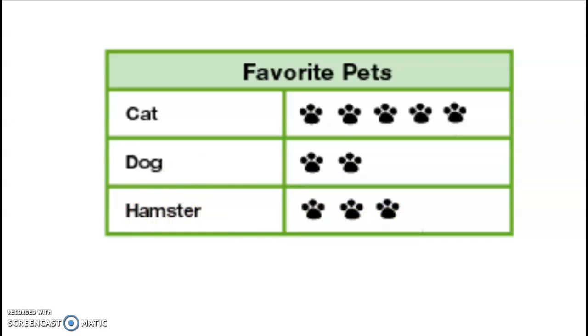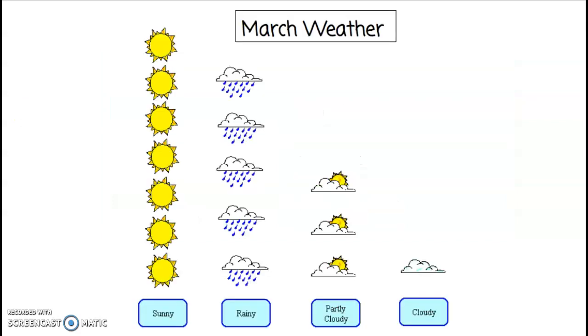But there are some graphs, like this March weather graph, that goes from top to bottom or up and down. So sometimes we might see it look a little bit differently, but we can still get the same information. I have my title up here, and I have my labels. This is my sunny weather, days that I had rainy weather, partly cloudy skies, and then cloudy skies.